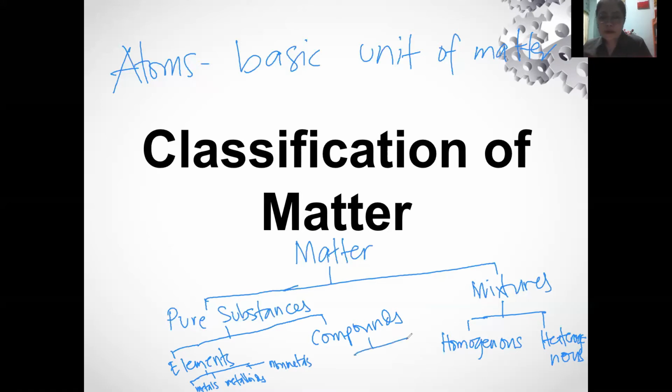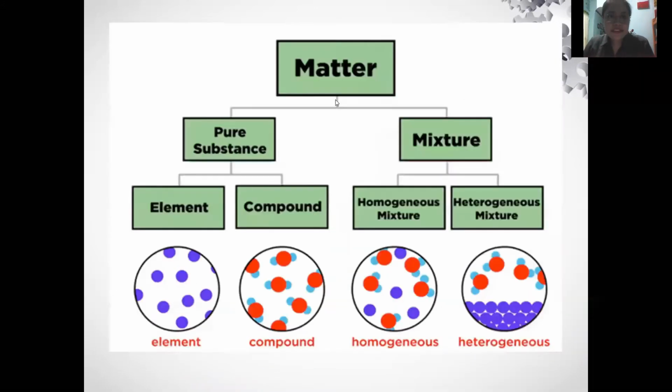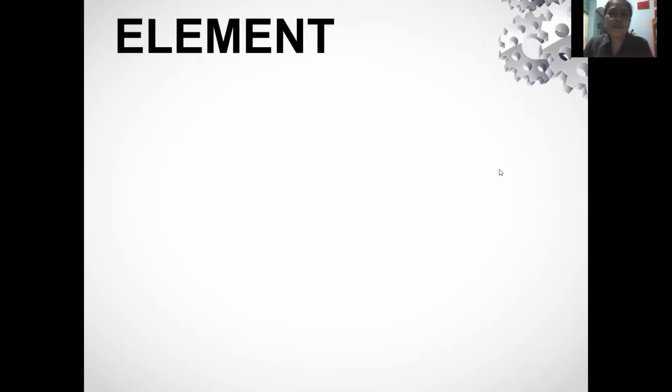And for our compounds, please do not forget that we can also classify them into three: acids, bases, and the last one, salts. Okay, so that's how we classify them. This is a clearer illustration of the classification of matter. So that's matter, pure substance. Under the pure substance, elements and compounds. And under the mixtures, we have two subclassifications, homogeneous and heterogeneous mixtures.